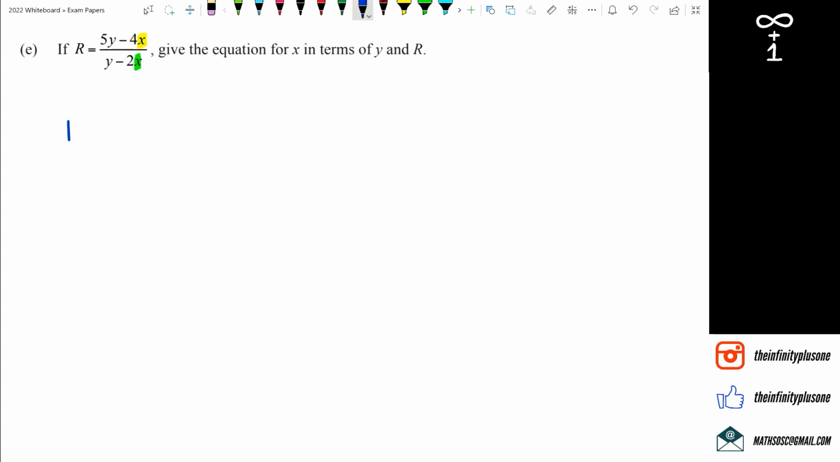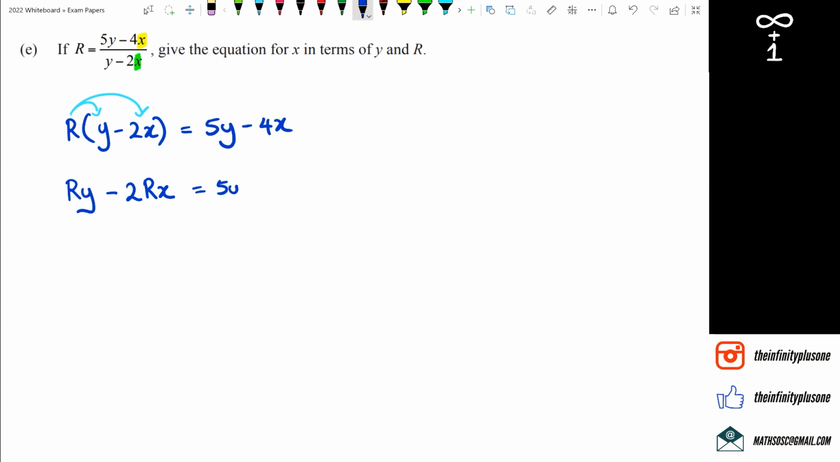So this will become r multiplied by y minus 2x is equal to 5y minus 4x. All right, that's basically step one. Step two is we want to actually expand the brackets. So we've got to multiply those two things. We're going to get r times y, which is ry, and then minus 2rx equals 5y minus 4x.